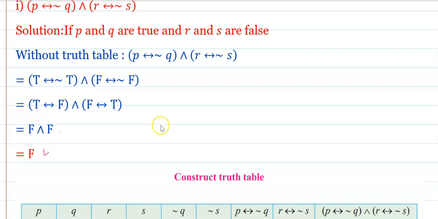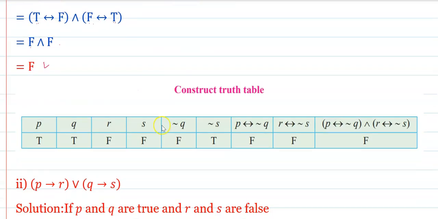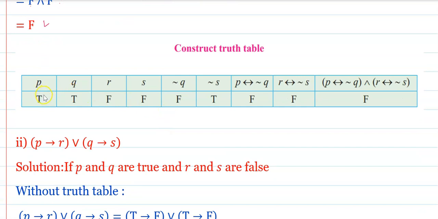Again with the help of the truth table, P and Q are both true, R and S are both F, and negation of Q is F, negation of S is T. And what about P double implication negation of Q? That is F. Then R double implication negation of S, it is again F.